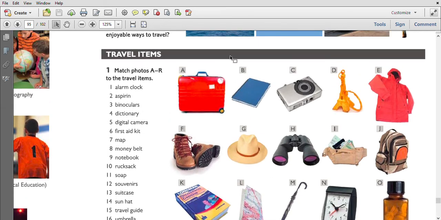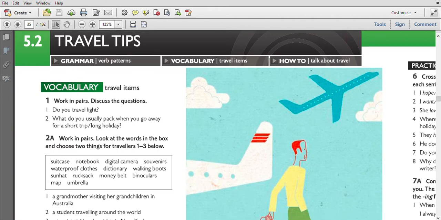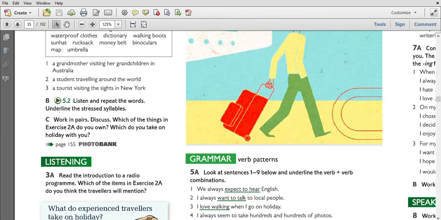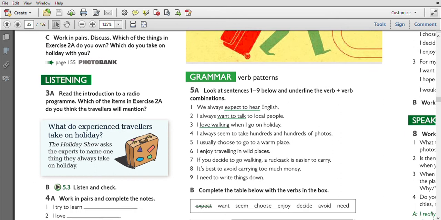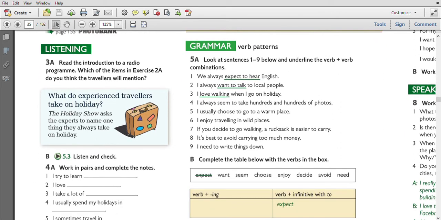Now let's go back to our main lesson. Exercise 3a. Read the introduction to a radio program. Which of the items in exercise 2a do you think the traveler will mention? So let's listen.